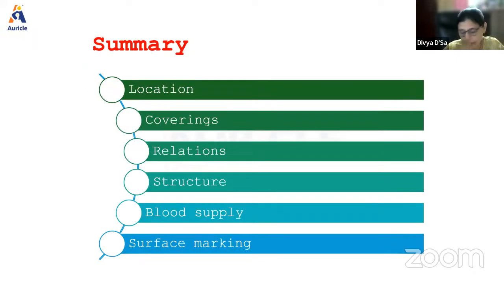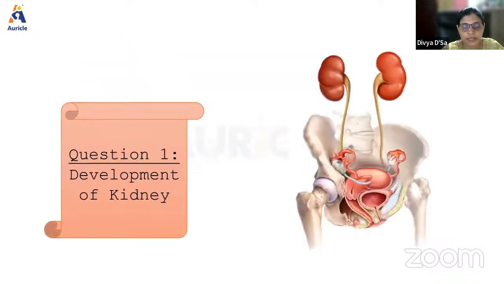And the surface marking. Another one is the surface marking, Morris parallelogram. It is asked as a 3-mark question. Coming to the short answers.